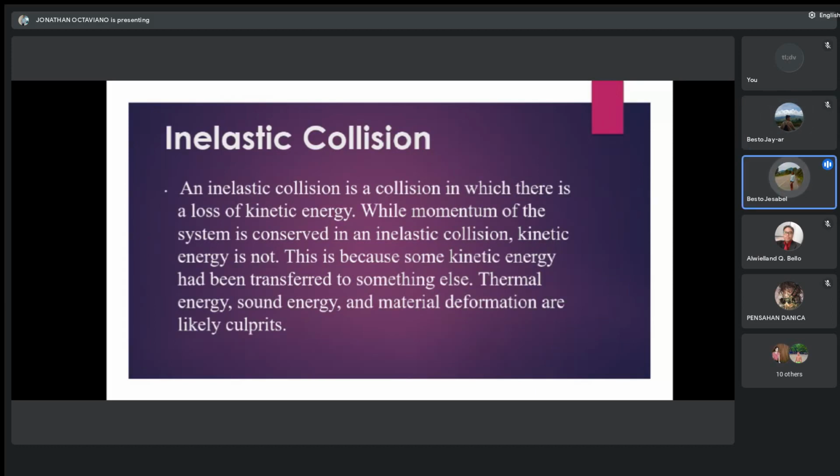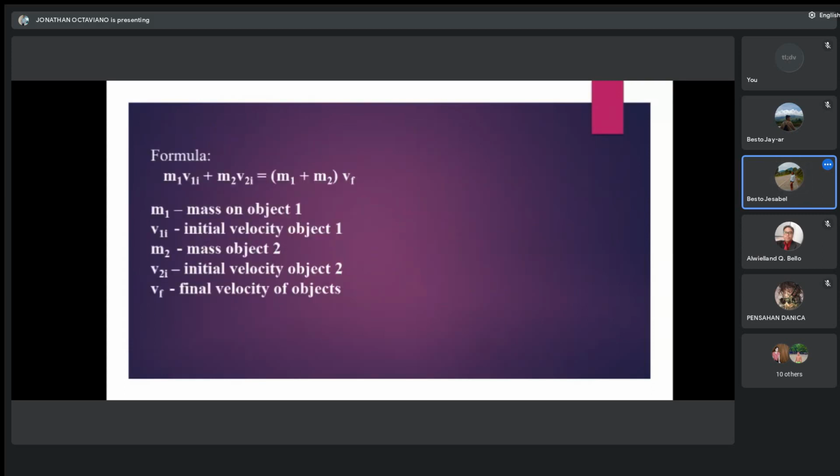An inelastic collision is a collision in which there is a loss of kinetic energy, while momentum of the system is conserved. In an inelastic collision, kinetic energy is not conserved. This is because some kinetic energy has been transferred to something else. Thermal energy, sound energy, and material deformation are likely culprits. So here are some examples of inelastic collisions.